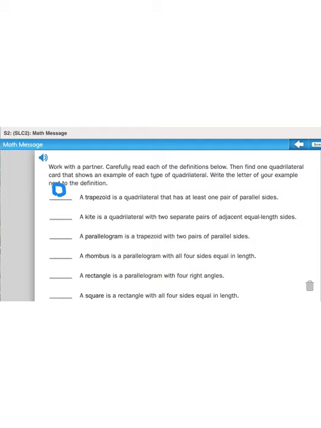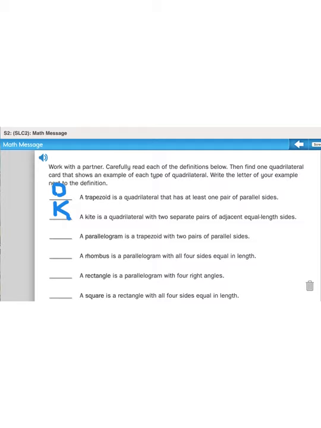The next one says a kite is a quadrilateral with two separate pairs of adjacent equal length sides. Now remember, adjacent means next to each other. So it has to have two separate pairs of adjacent equal length sides. So letter K is an example of a kite. So we're going to put letter K there.